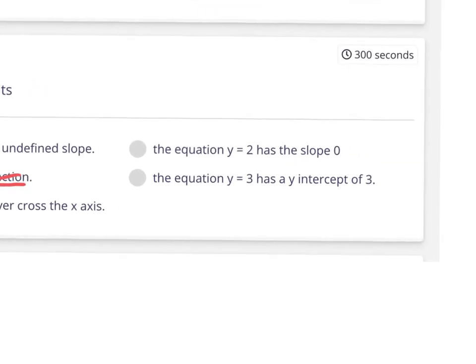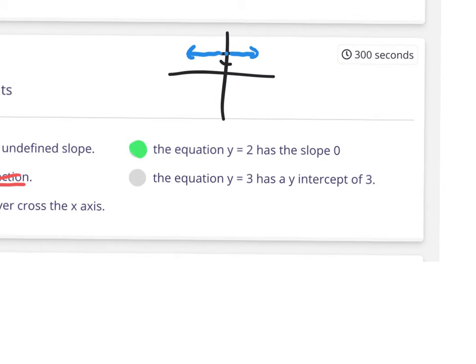The equation y equals 2 has a slope of 0. Well, if you were to draw y equals 2, let me do a quick sketch. Here's the y-axis, there's 2, and it's totally flat. And yeah, that's the slope 0 because it's not steep at all, totally flat. The slope is 0. That's a correct answer.